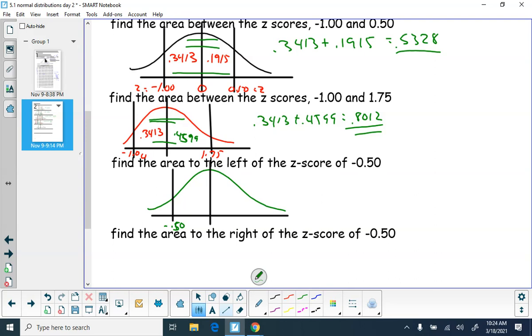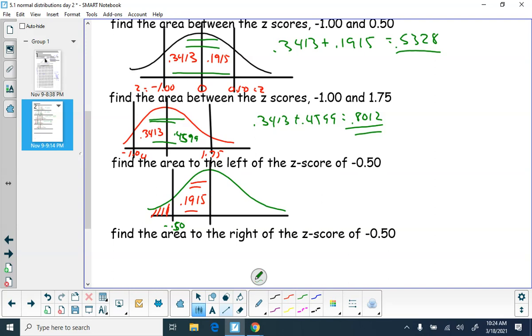So I want to find this area right here, to the left of 0.5, -0.5. Now, what our table will only find is the area from 0 to my z-score. So if I look up my table value, 0.50, Mason, what do you come up with? What's the table value for 0.50? That gives me this area here.